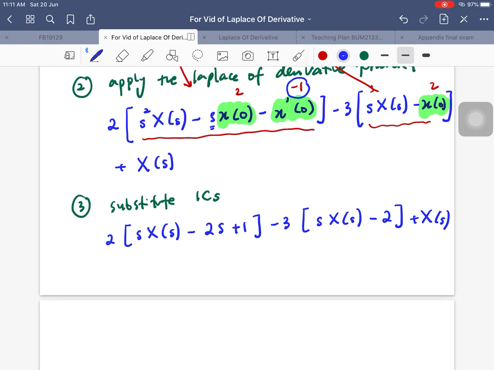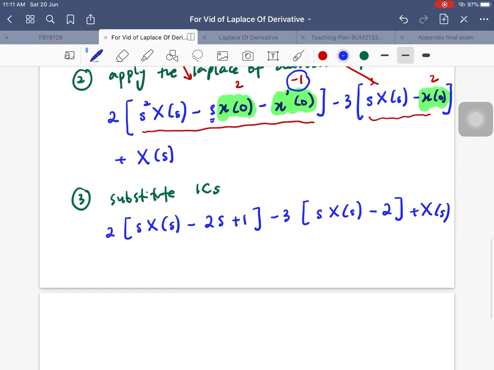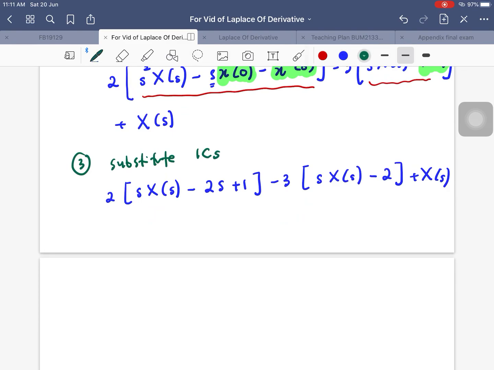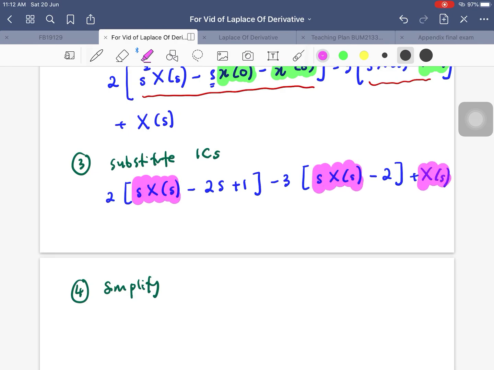If you notice now, everything is in terms of X of s, a function of s, and constants. I get rid of everything with 0 at the back. Okay, step number 4 is going to be the last step, which is to simplify. So this is a very simple step. All you have to do is, whatever term is related to X of s, factorize them. So this is related to X of s, this is related to X of s, and this is as well. So I'm going to factor them out. So I'll end up with something like this.